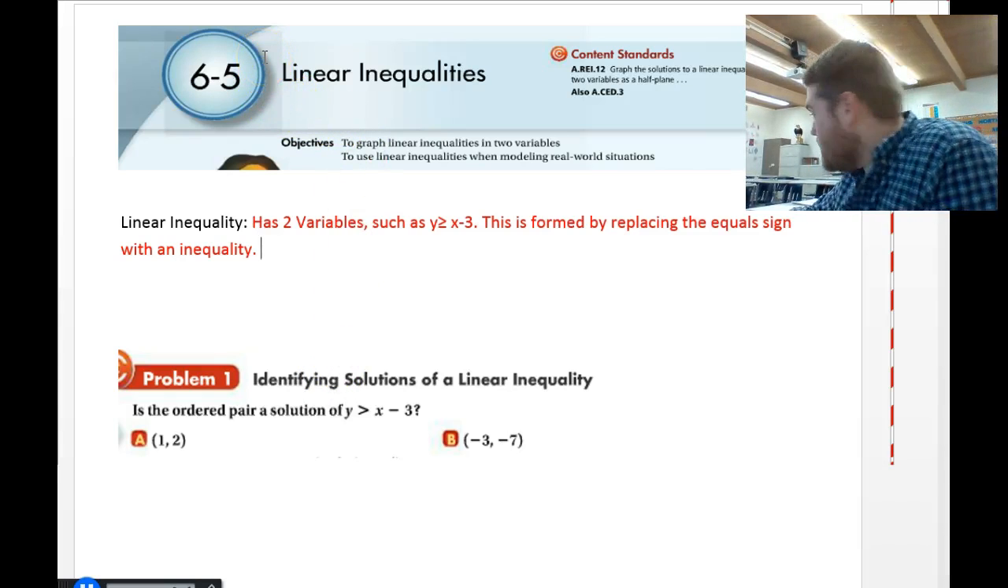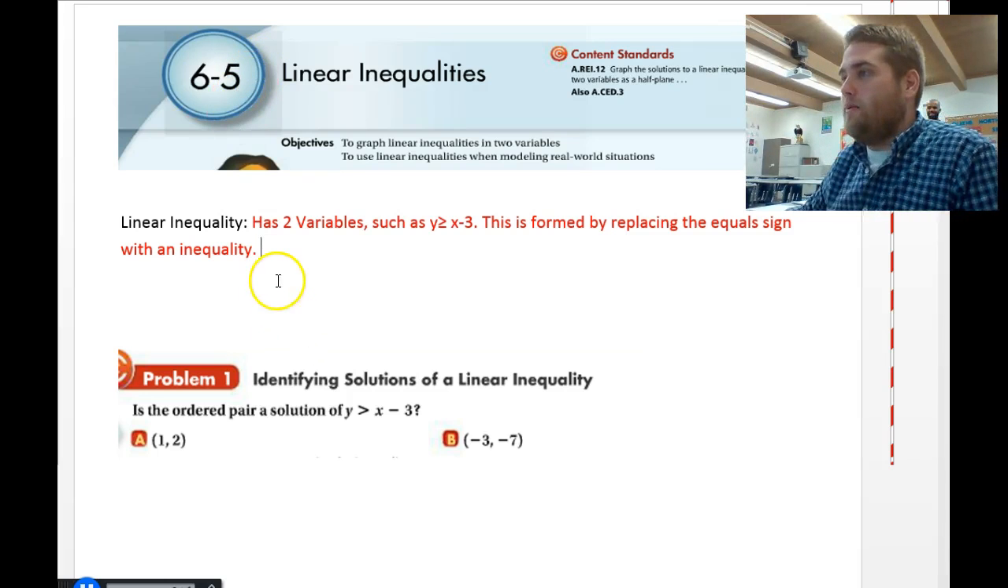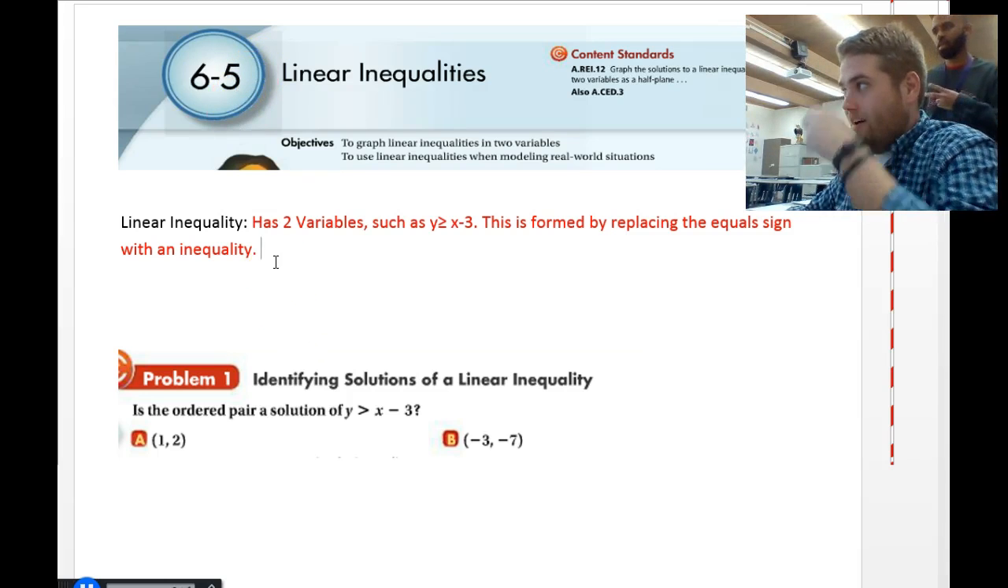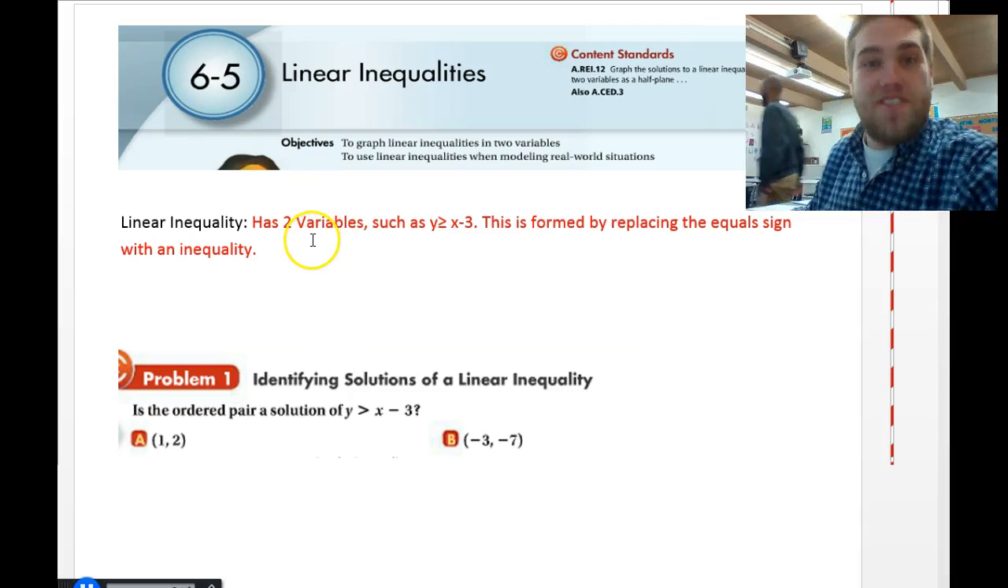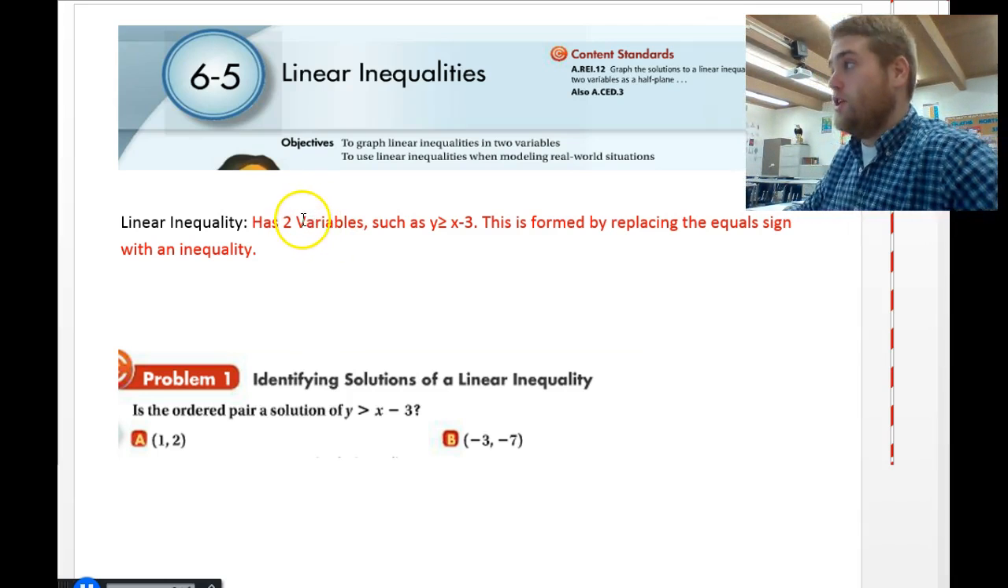Where's Mr. Link at? He's hiding back here somewhere. See, look, double teaching right now, cross-curricular instruction.